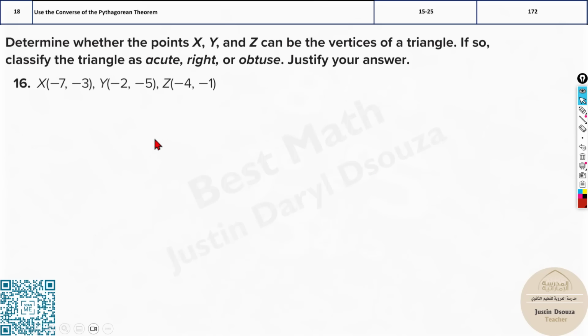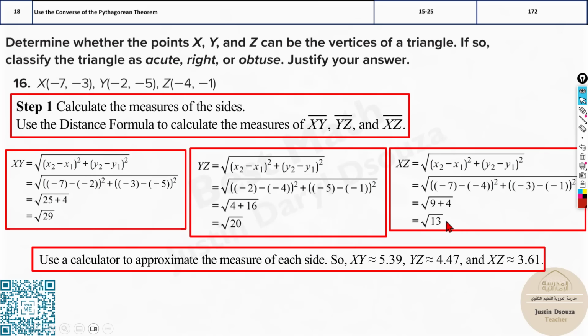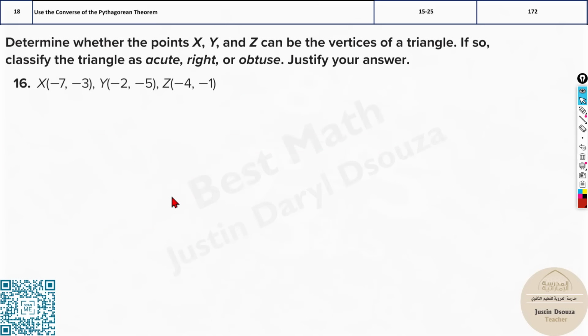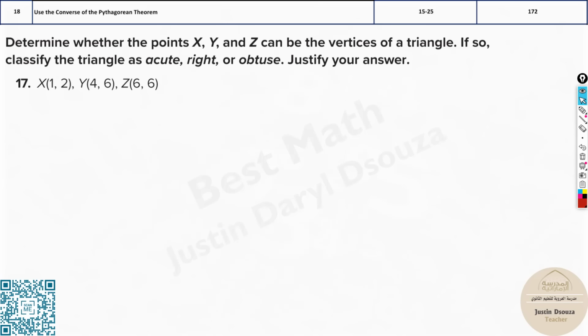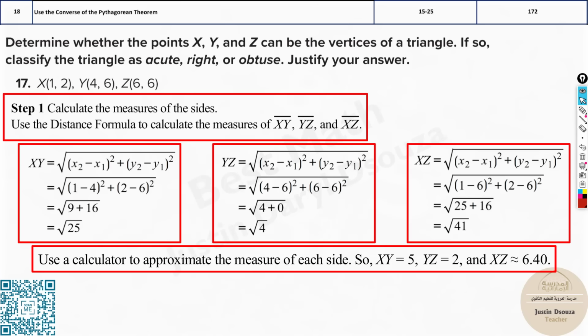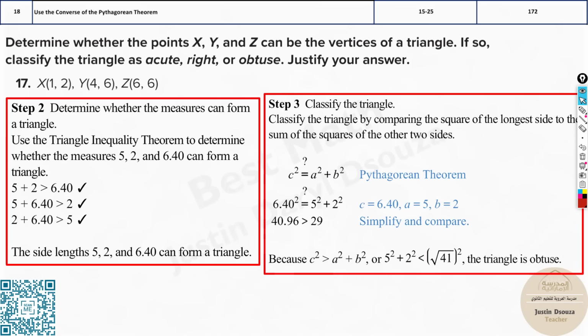Whereas you can do these problems by yourselves. First, you need to find the distance over here. You can directly put it in the calculator and find the decimal values, and then you can use them to find whether it is a triangle or not. Once it's proven it's a triangle, then you can use the Pythagoras theorem to check whether it's acute, right, or obtuse. Similarly, please do all these problems over here. All the methods are there. They're all the same methods. There's nothing different in these.